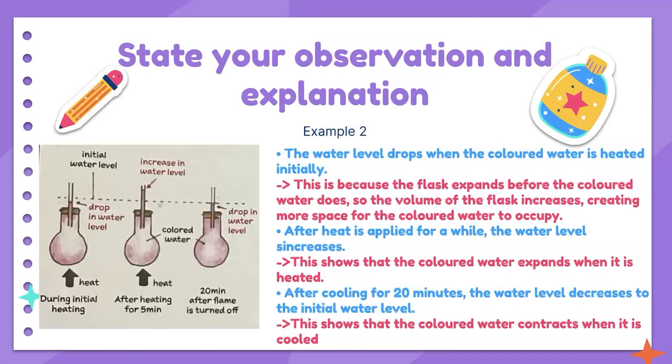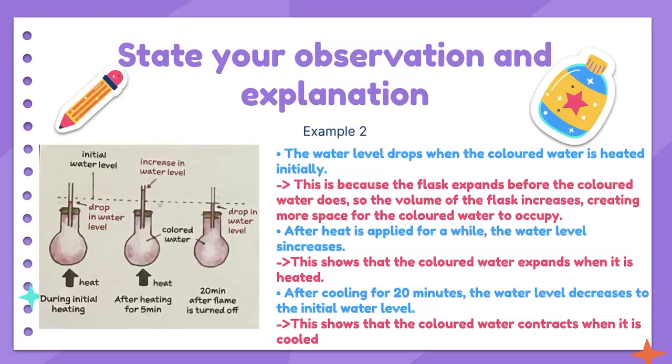Here's the second question. Take a look at the diagram first. Are you ready? The water level drops when the colored water is heated initially. This is because the flask expands before the colored water does, so the volume of the flask increases, creating more space for the colored water to occupy.